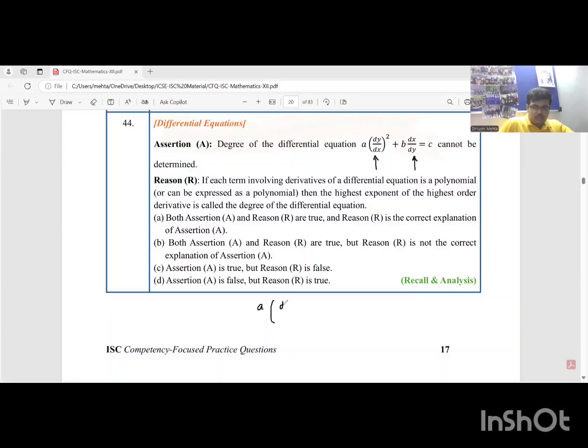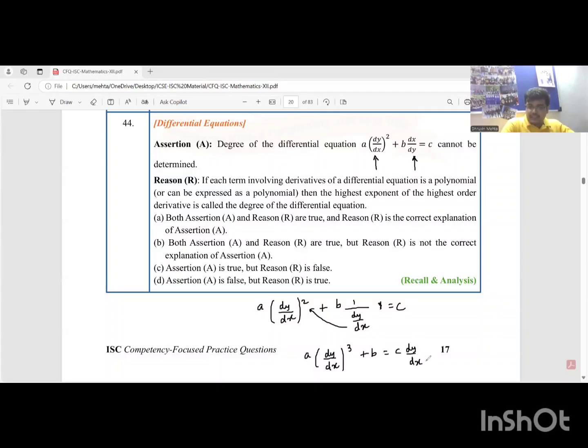So we have a into dy by dx the whole square plus, do you know this rule, students, that dx by dy is same as 1 upon dy by dx? And we have this equal to c. We'll simplify this, students, because dy by dx cannot be kept in denominator. So we'll take the LCM, I'll multiply it over here. So we have a into dy by dx, the whole cube, plus b, the whole upon dy by dx is c. That dy by dx will go on the other side. So that is c into dy by dx.